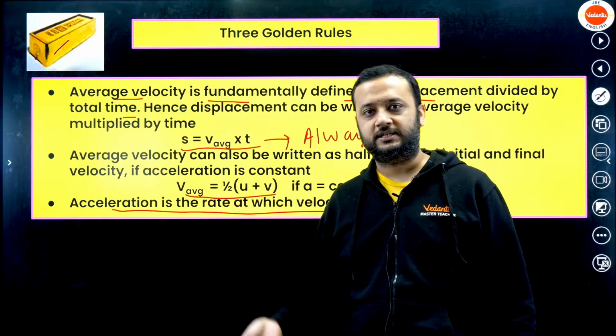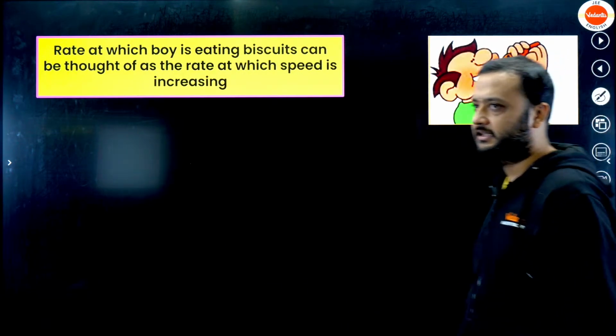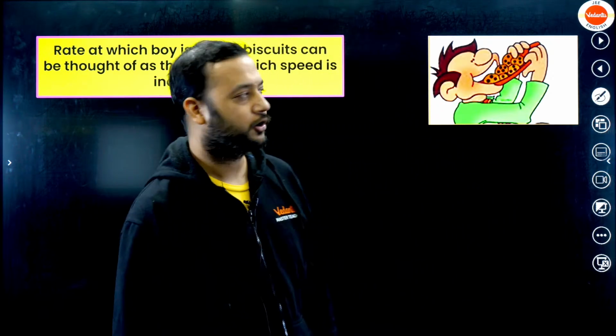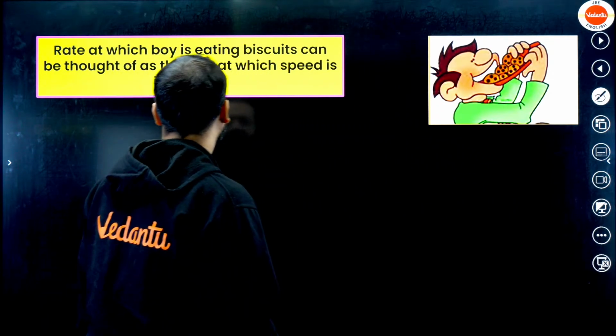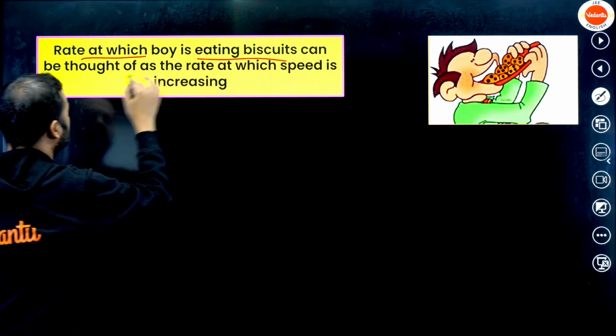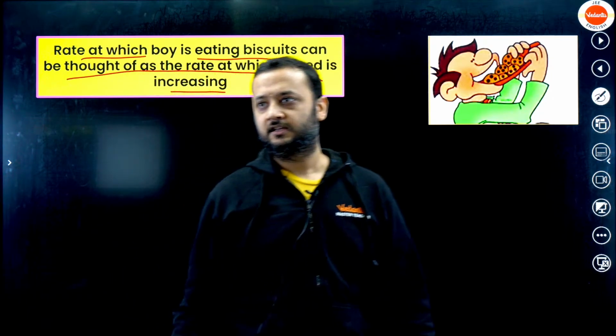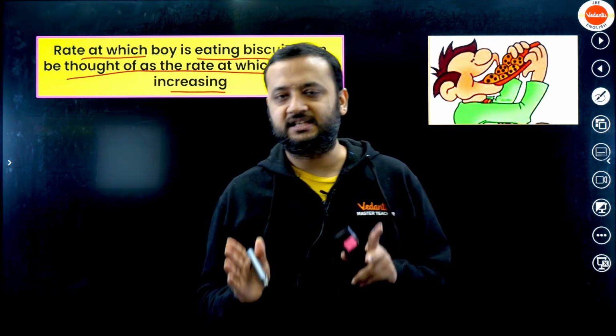Let's try to understand the third rule. You can see this cute little guy eating lots of biscuits. Now guys, focus here. The rate at which the boy is eating biscuits can be thought of as the rate at which speed is changing. So I am discussing the third rule.